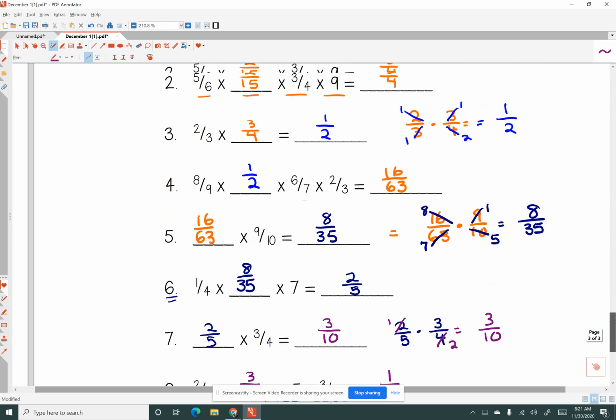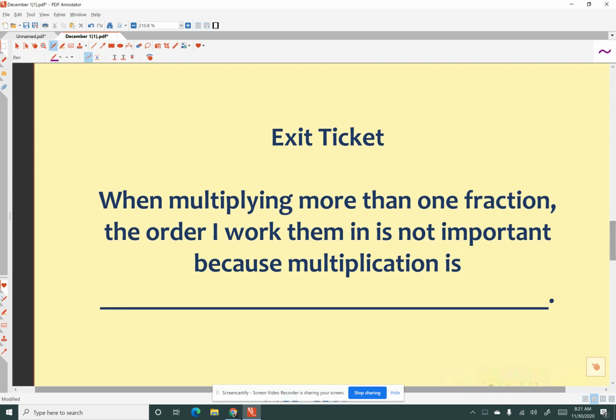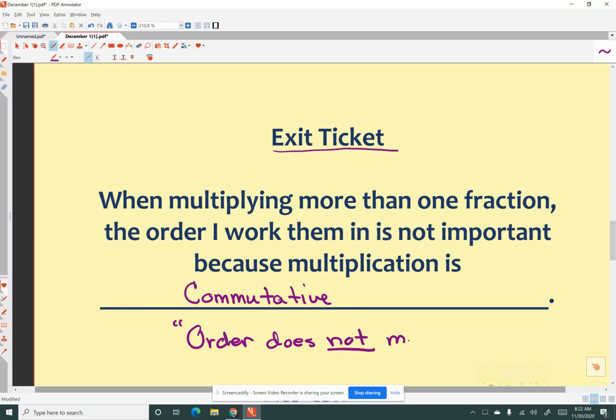So now you've multiplied up to 4 factors together. And we did it choosing ones that will cross-simplify the best to make our work easier, which leads us to our exit ticket. When multiplying more than one fraction, the order I work them in is not important because multiplication is commutative, which means order does not matter. And that's an important concept in mathematics.